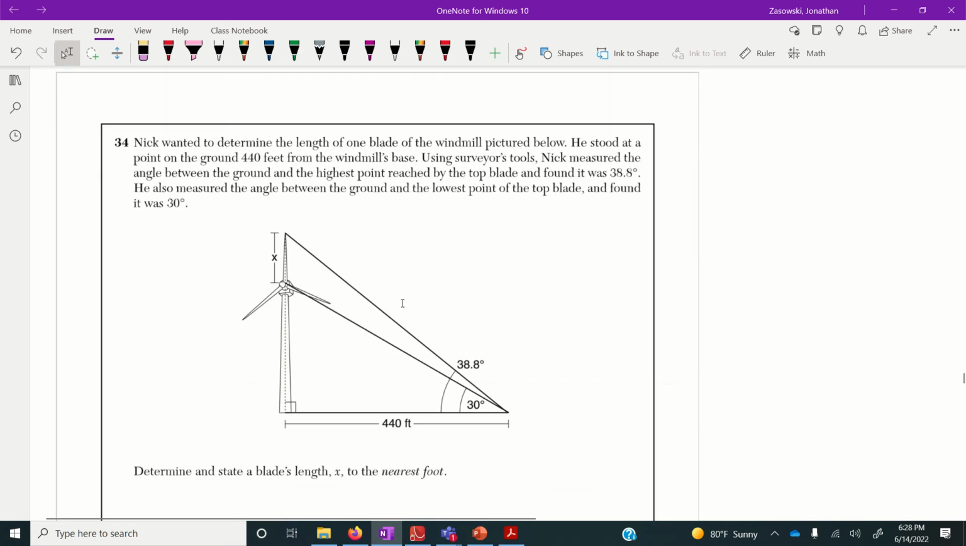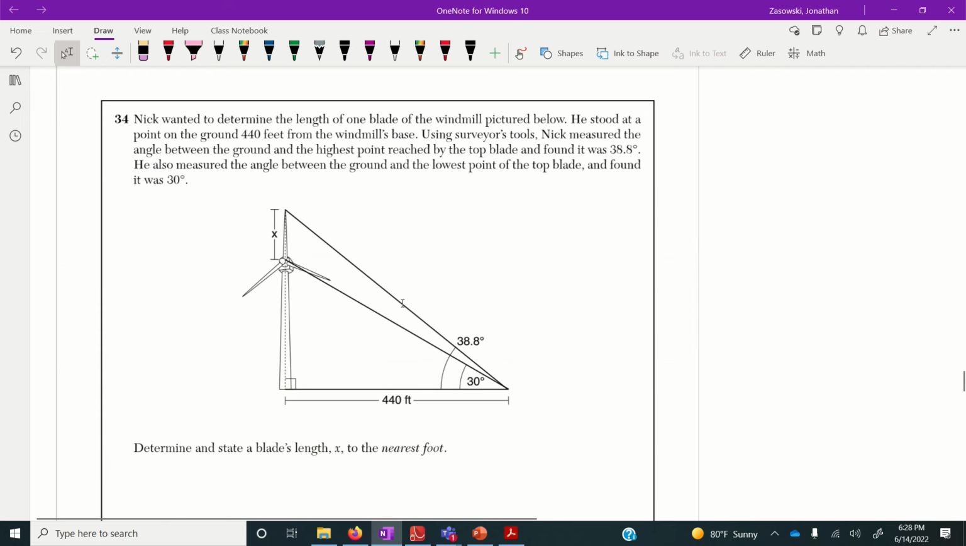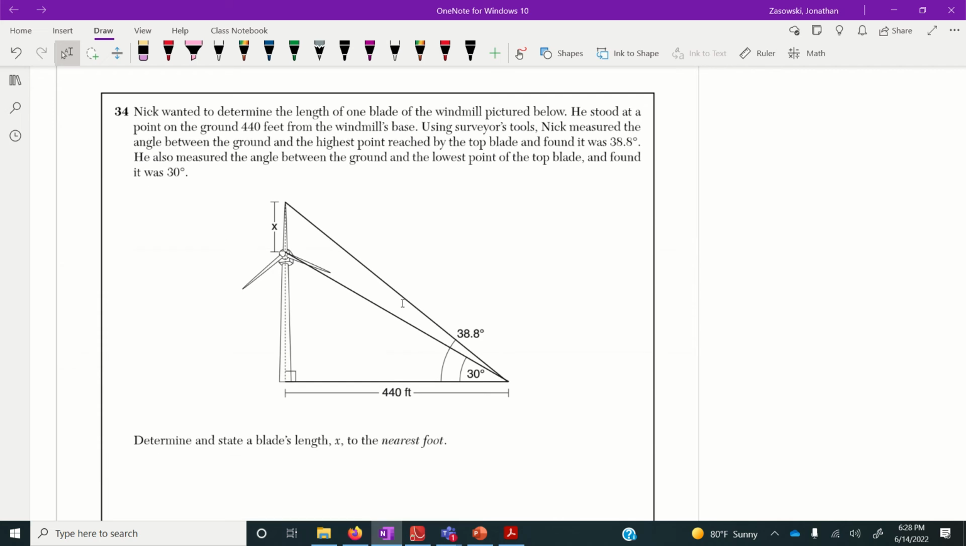All right, 34. Nick wanted to determine the length of one blade of a windmill. Pictured below, he stood at a point on the ground that was 440 feet away from the windmill's base. Using surveyor's tools, Nick measured the angle between the ground and the highest point of the blade, which was 38.8 degrees. He also measured between the ground and the lowest point on the top of the blade and found it was 30. Determine and state the blade's length to the nearest foot. So we want to know what this is. So, any ideas?